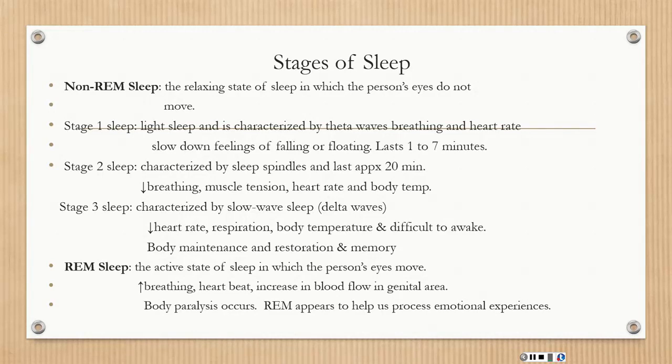Once we leave stage 1, we enter into stage 2. Stage 2 sleep is more of a deeper sleep, but is still identified as a light sleep. During this particular time, we will notice that our breathing rate continues to decrease. Heart rate decreases, temperature decreases, and we start to lose muscle tension. We will also experience sleep spindles.